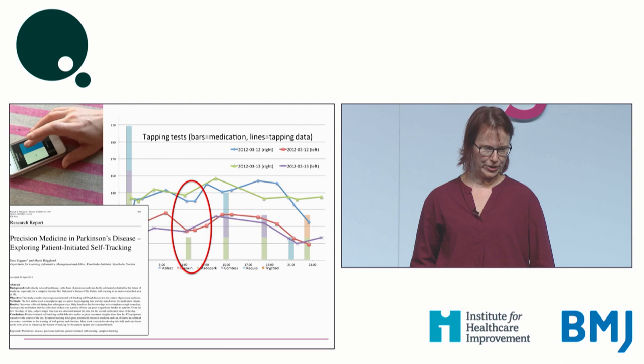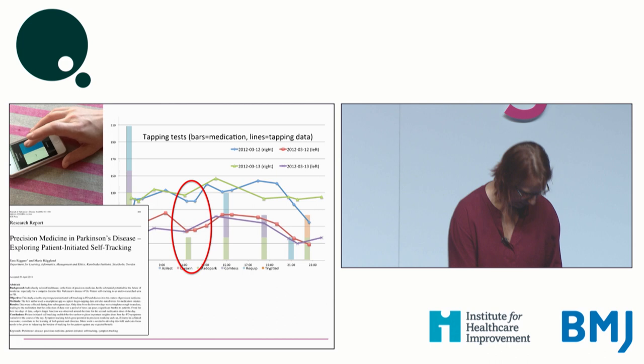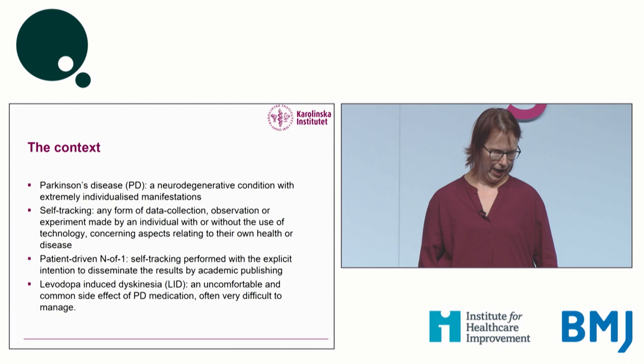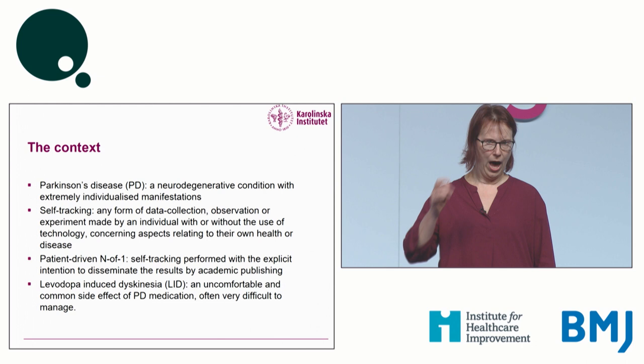Because in my opinion, precision medicine includes genetic and what have you testing, but it also includes active patients, especially in chronic disease. And I want to talk a bit more about the context of Parkinson's disease. It's a neurodegenerative condition with extremely individualized manifestations. It's usually said that if you've seen one person with Parkinson's disease, you've seen one person with Parkinson's disease.